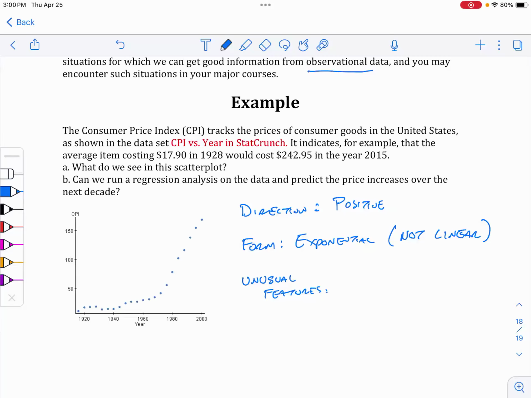It's nice to be able to recognize it's an exponential, but it's most important to know this is not linear. This is not a line. It's close, but not quite. And then any unusual features? Nope, no significant outliers.